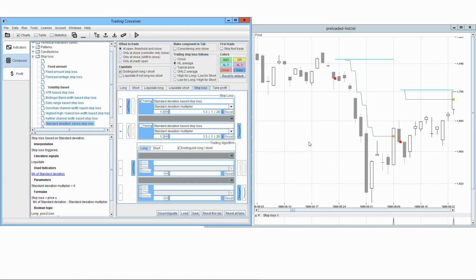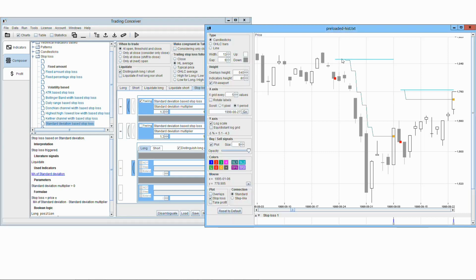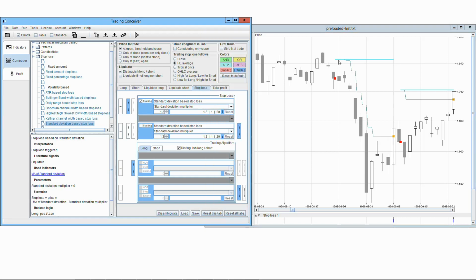The majority of stop-loss algorithms can be trailing, that is, they can track or follow the price, upwards for long positions, downwards for short positions. If the stop loss can be trailing, the trailing checkbox is enabled and you can select or deselect it. If selected, the default, the stop loss level will have an initial level and then will follow the price. If unselected, the stop loss will only have an initial value, never changing.